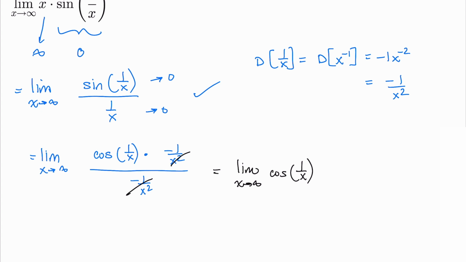But as x goes to infinity, 1 over x goes to 0. So this ends up being cosine of 0, which is 1. So that original limit is 1, and that we get by L'Hopital's rule.